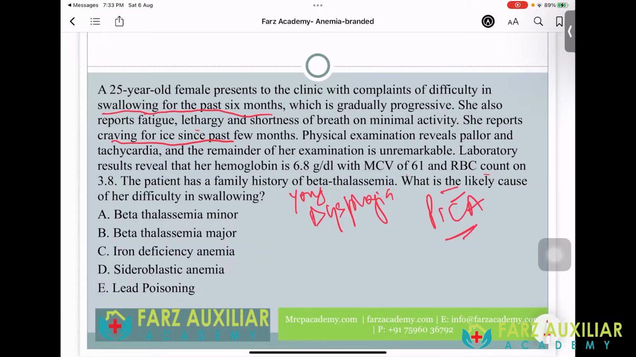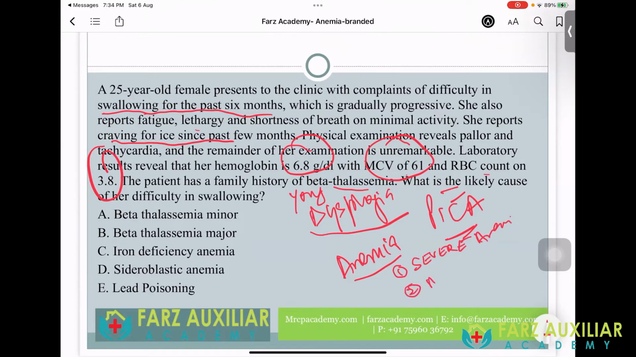So she's been craving ice for the past 2 months. Physical exam reveals pallor and tachycardia. The remainder of the examination is unremarkable, but hemoglobin is 6.8 with an MCV of only 61 and an RBC count of 3.8. The patient has a family history of beta thalassemia. What is the likely cause of her difficulty in swallowing? Very interesting question. First tell me, what kind of anemia do we have here? She has severe anemia. This is one. Anything else?